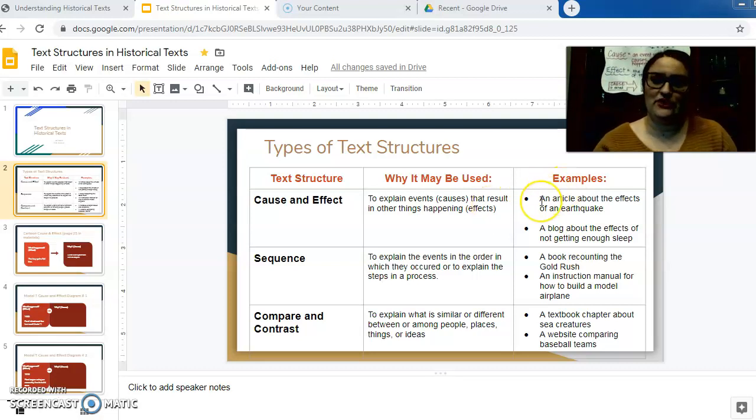So examples of when you might see this in a text or in something that you read or learn about: an article about the effects of an earthquake, a blog about the effects of not getting enough sleep, also a historical article about maybe why a war was caused. That is definitely a time you're going to read in your future about historical events with cause and effect structure.